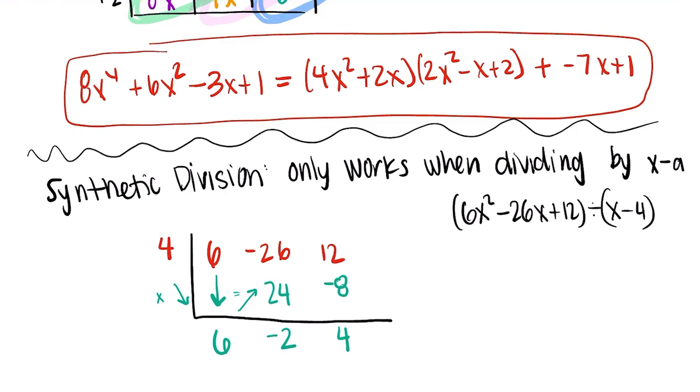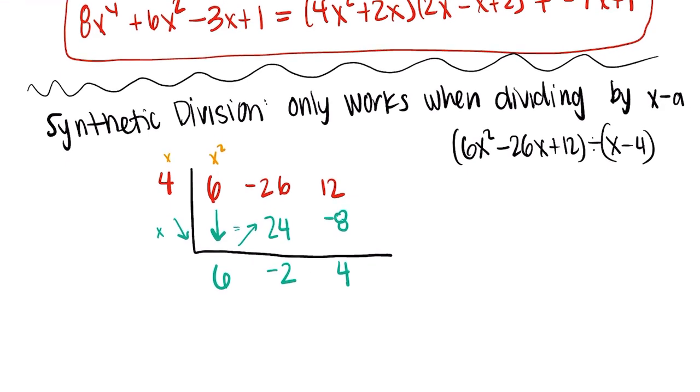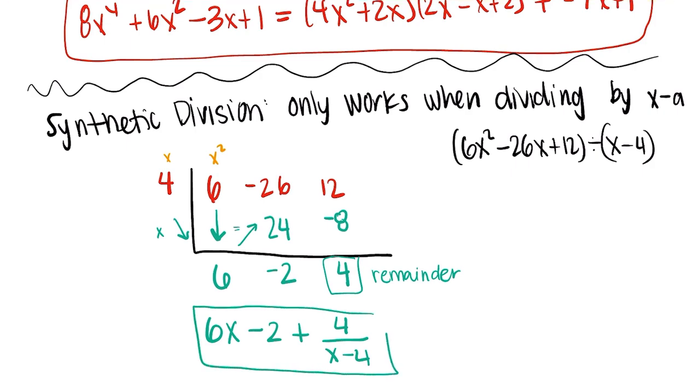Okay. So when we write our answer, remember this started as an x squared, and we were dividing by x, which means this should be 6x. And then you'd have your minus 2. And then the last number is going to be your remainder. And that remainder is going to end up being important as we continue on with our polynomials. So I'd say my remainder is 4, divided by the x minus 4, which is the same thing we got with long division and with our box method of division.